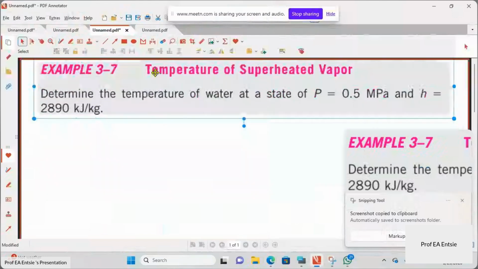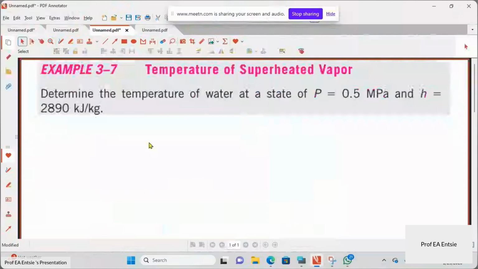We are to determine the temperature of water at a state of pressure equals 0.5 megapascal and H equals 2,890 kilojoules per kilogram. So with this example, for instance, they didn't tell us the state, and don't be misled by the heading. Assume there is no heading there. What you do is you go to saturated water table because they said it's the temperature of water. So you go to saturated water table from the steam table.